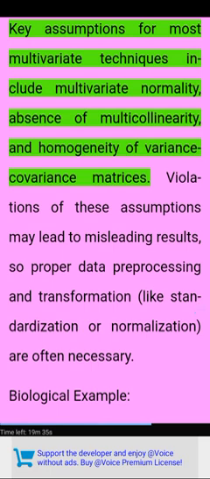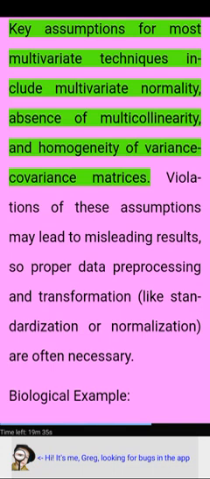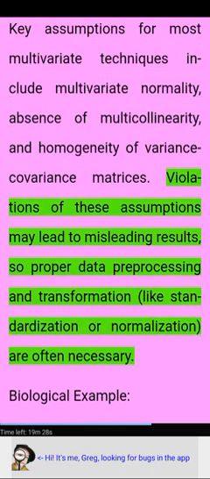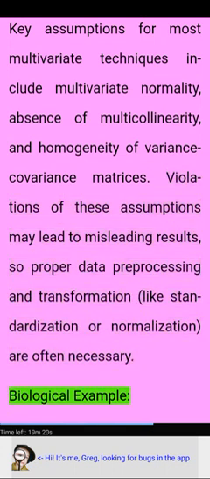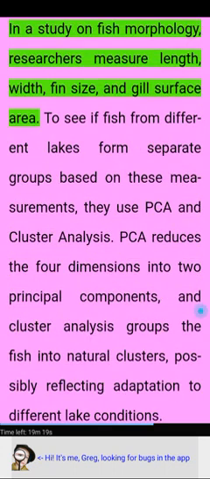Key assumptions for most multivariate techniques include multivariate normality, absence of multicollinearity, and homogeneity of variance-covariance matrices. Violations of these assumptions may lead to misleading results, so proper data preprocessing and transformation, like standardization and normalization, are often necessary. Biological example. In a study on fish morphology, researchers measure length, width, fin size, and gill surface area.